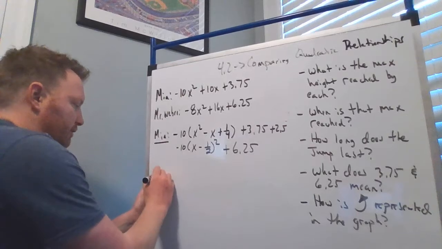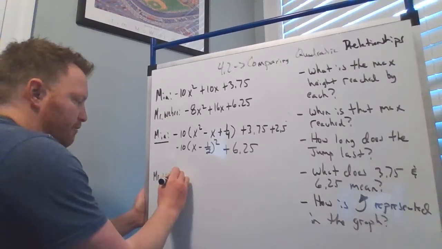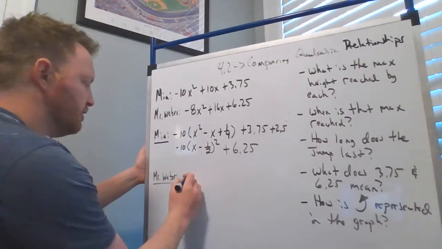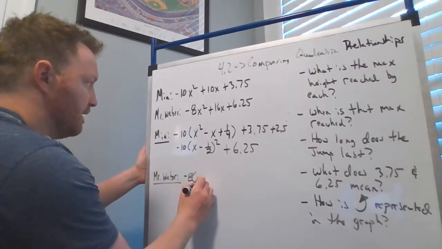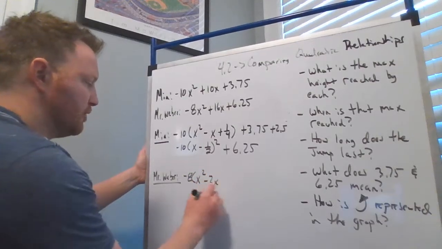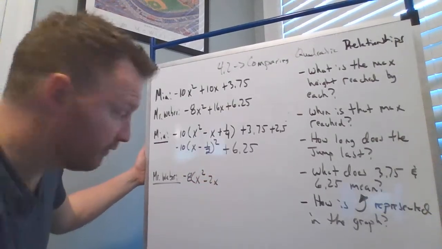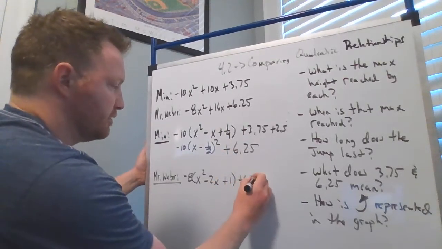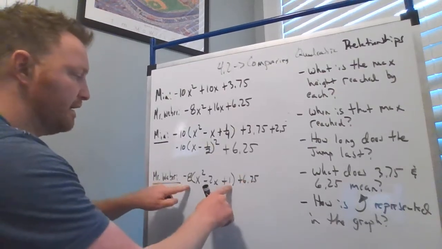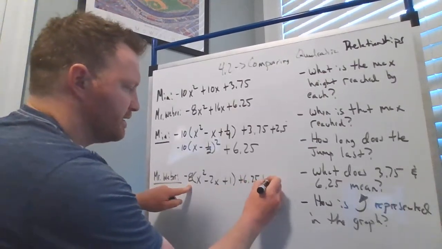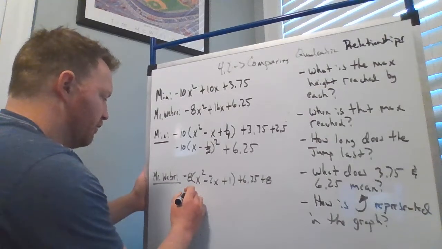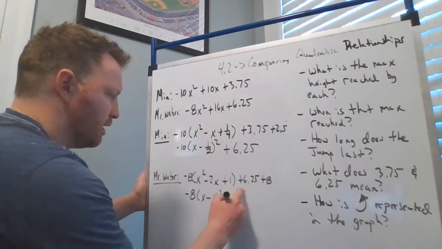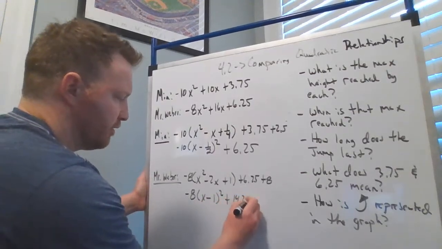We'll do Mr. Weber now, aka me. So, quickly divide out the negative 8 from both of these first two terms. So I get negative 8 times the quantity x squared minus 2x. Half of negative 2 is negative 1, squared is positive 1. Plus 6.25, and if I brought in a negative 8, I take out a positive 8. So my final form will be negative 8 times the quantity x minus 1, squared, plus 14.25.